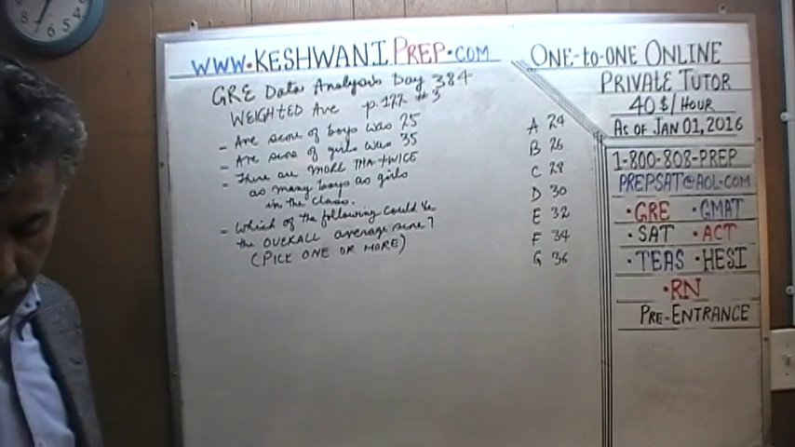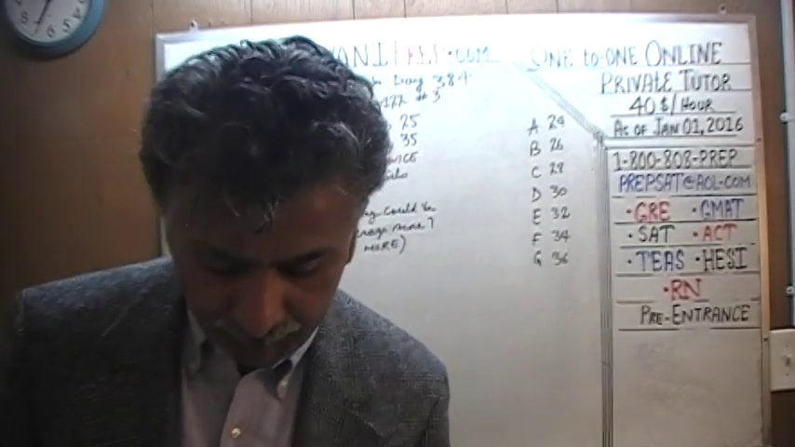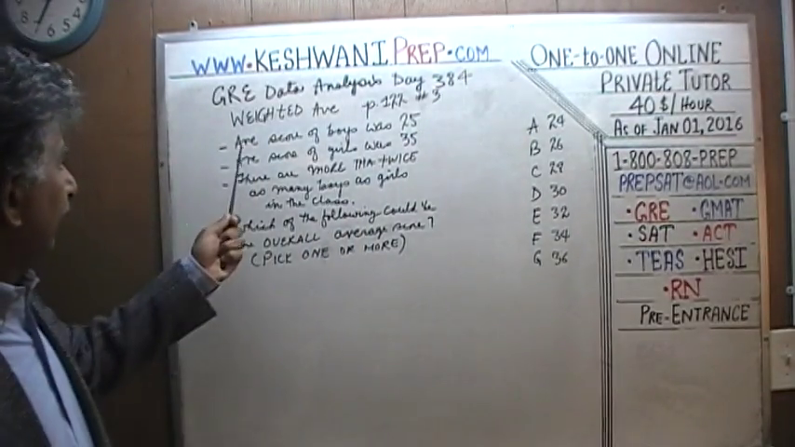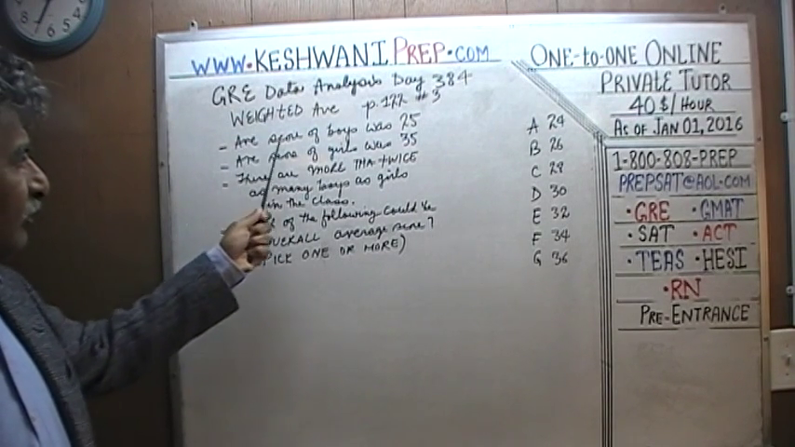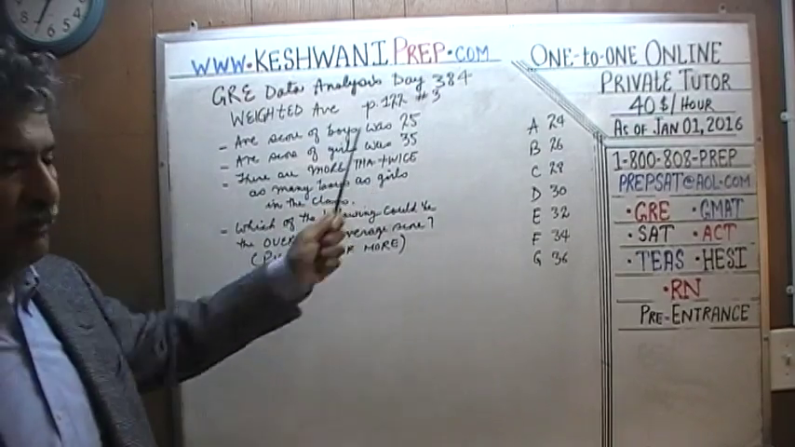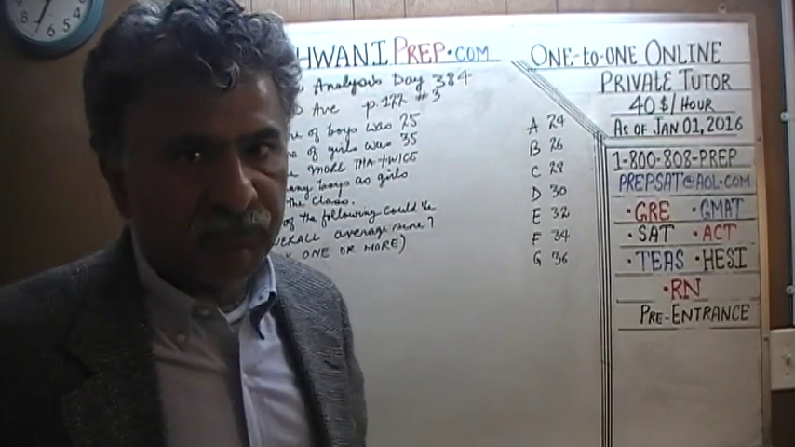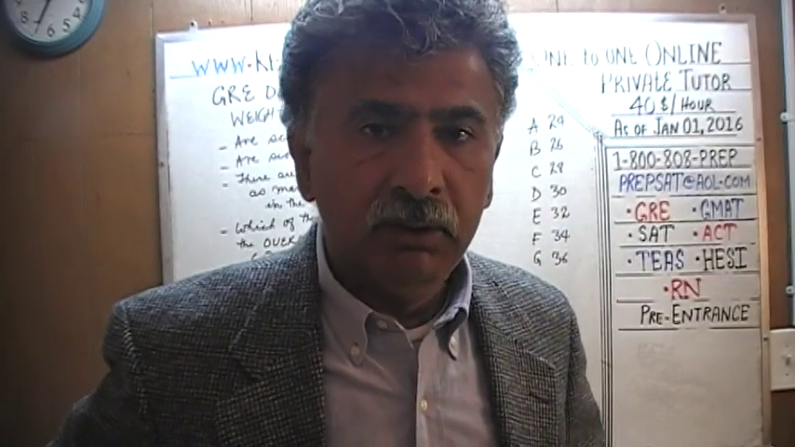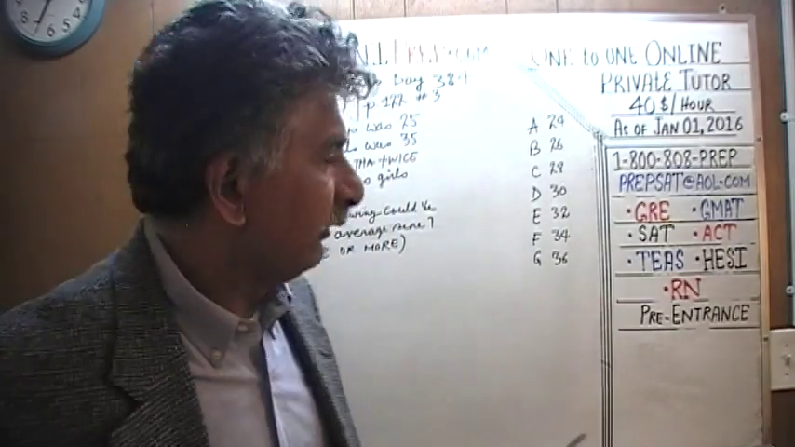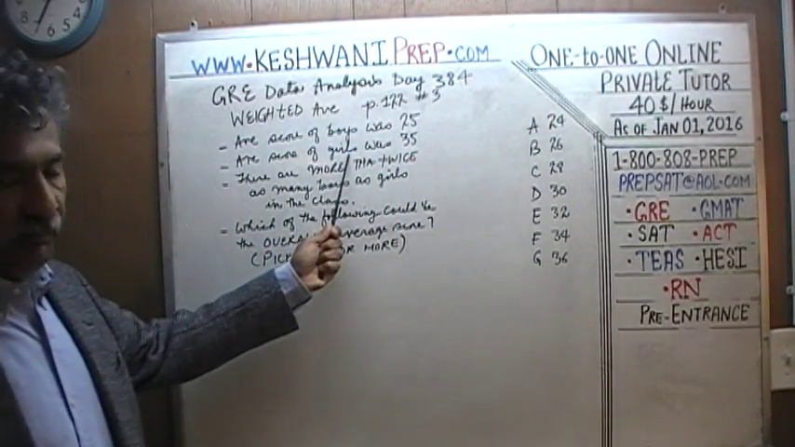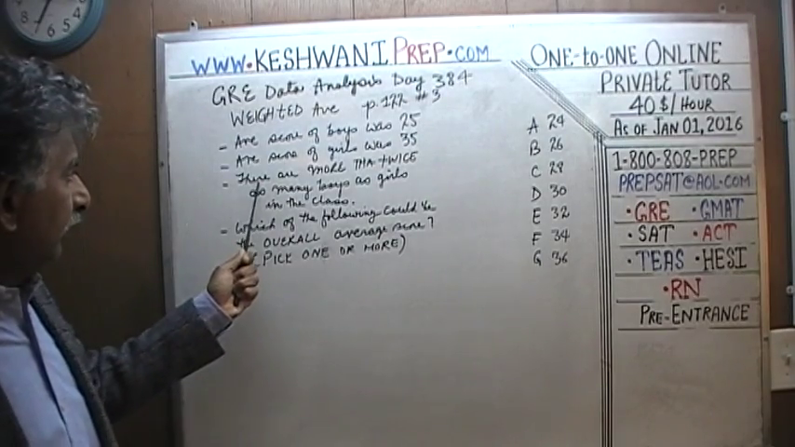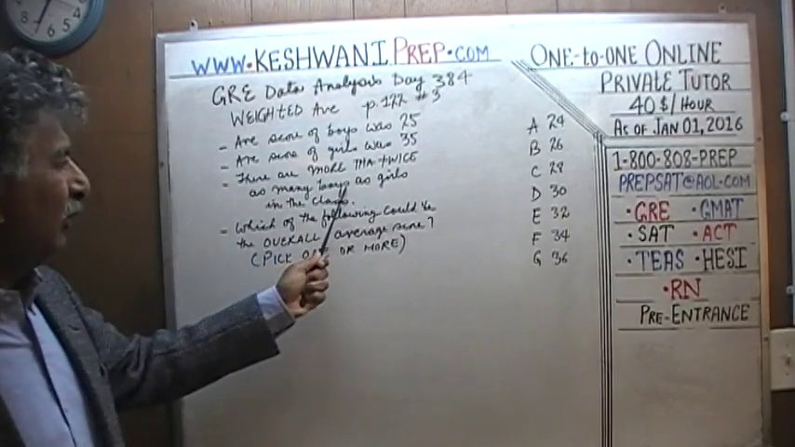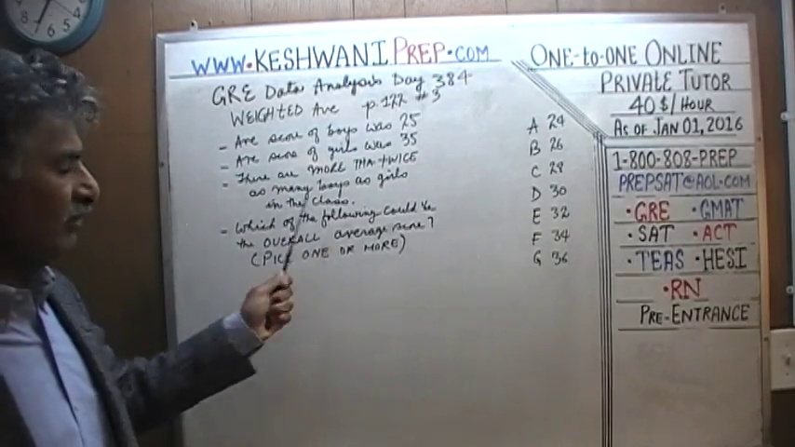Problem, as you can see, it's already on the blackboard. Let's take a look at it, shall we? It says the average score, AVE is an abbreviation for average, the average score for boys in the class was 25. A test was given, and it turns out that the average score of the boys was 25. Average score of the girls, we are further told, is 35. Furthermore, we are told there are more than twice as many boys as girls.